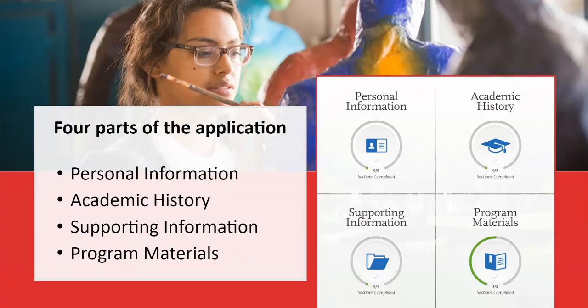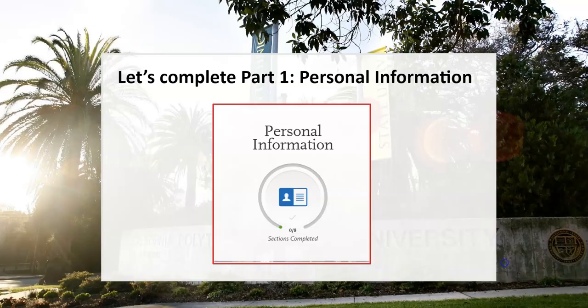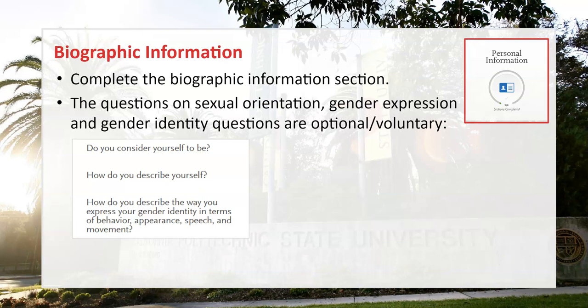There's 4 different quadrants that we will go over: personal information, academic history, supporting information, and program materials. The first quadrant will be personal information, and you can skip around the application. Don't feel like you have to complete this. The circle has to be green in order to move on. You can fill out what you have and then come back, but all circles have to be green before you can submit.